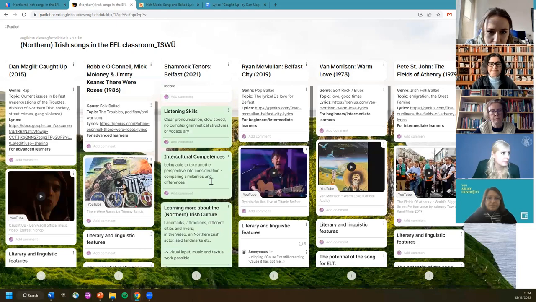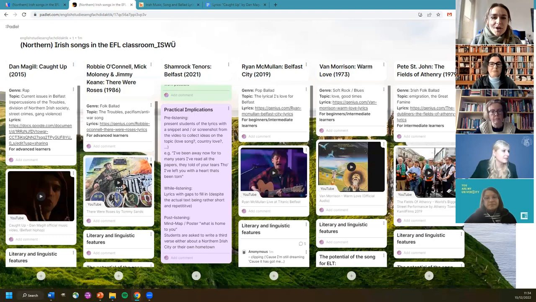And for the pre-listening, I'm trying to keep it short. We said that you could give them snippets, as you just suggested. For example, three lines where it's about, "I've been away now for too many years, I've read all the papers they told of your tears, though I've left you with a heart that's been torn." And if they read it, they are supposed to guess what the song is about.